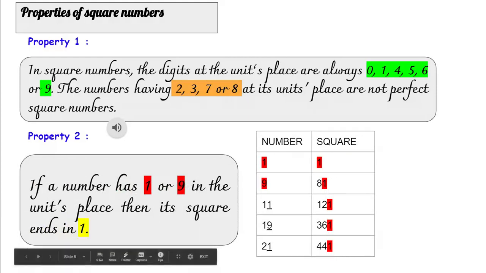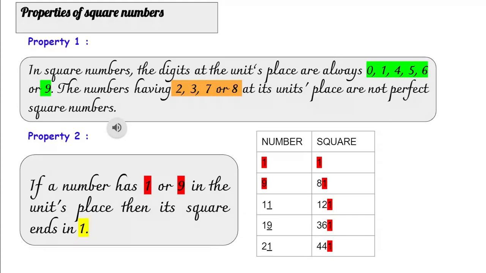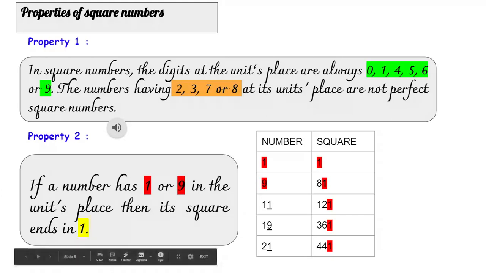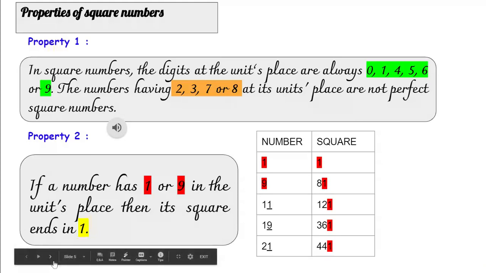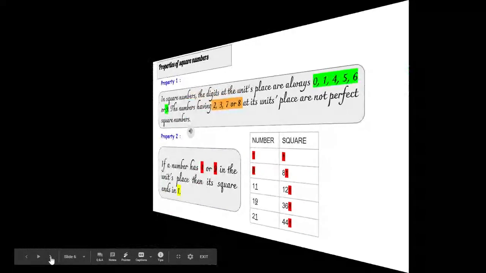So the unit place is 1. 19, 19 into 19 is 361. Here also the unit place is 1. 21, 21 into 21 is 441. So all these numbers, if a number is ending with 1 or 9, then the unit place of their squares ends with a 1. Clear?